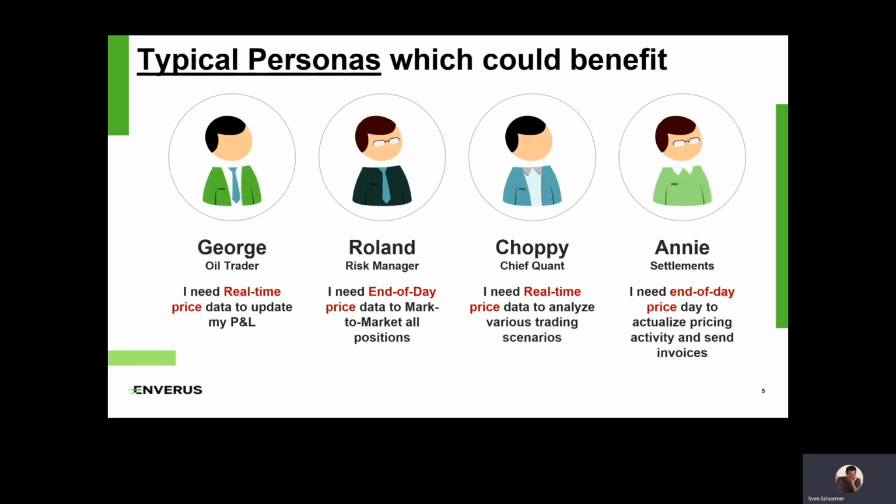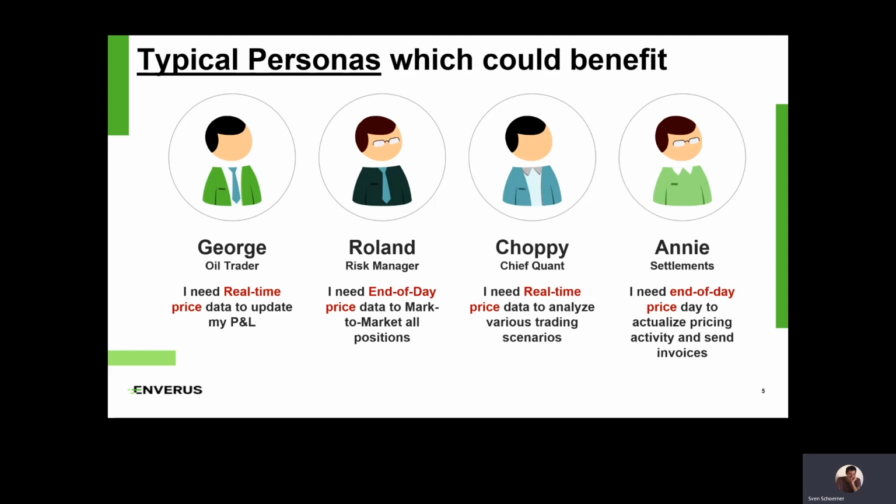Which personas in a trading and risk environment would benefit from an API? I would say everybody along the whole front office to back office stream. So George, the oil trader, if he's running his own model to calculate P&L, he needs prices in that model. And he needs to import these prices on a daily basis, maybe even multiple times during the day. He wants to update this model. Then an API could help him there to just click a button and import it into his model.